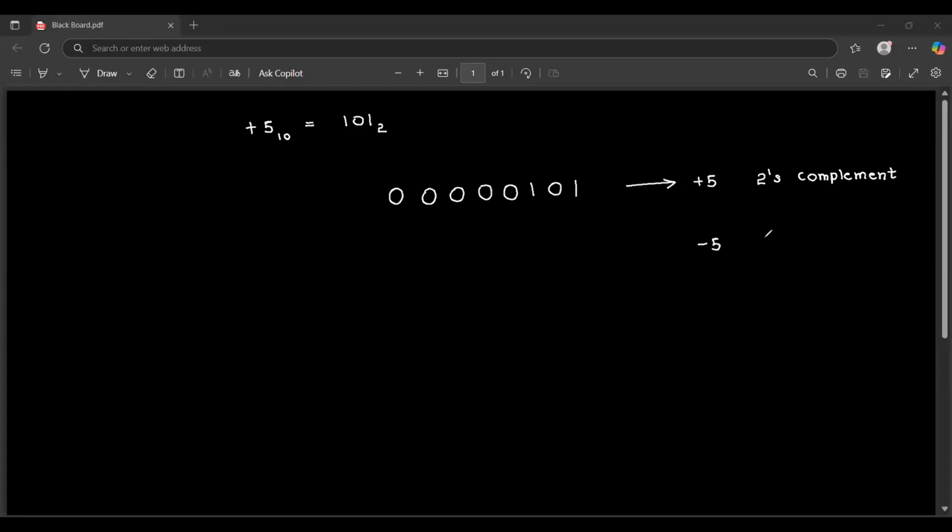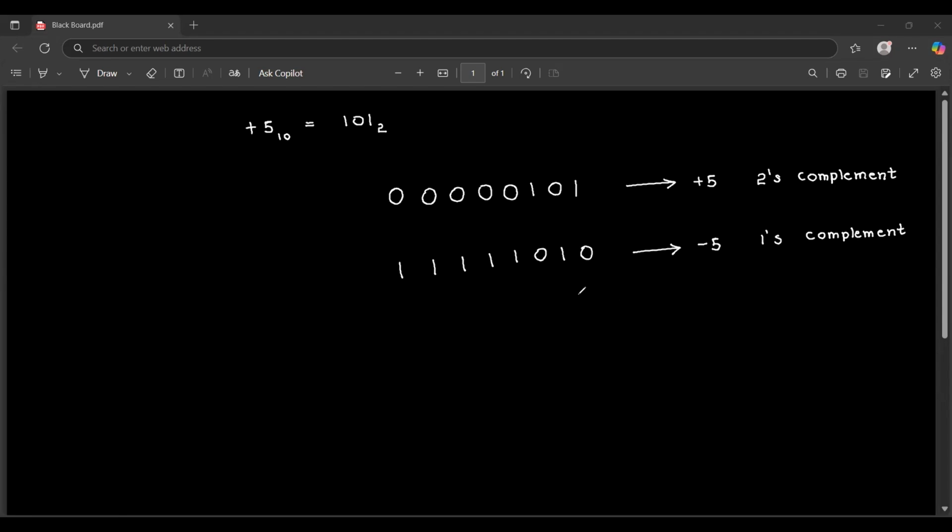So negative 5, 1's complement. That's what we are going to find. We are going to find the 1's complement of negative 5, from positive 5. So it will be flipping the bits. So 1, 1, 1, 1, 1, 0, 1, 0. So this is negative 5, 1's complement.